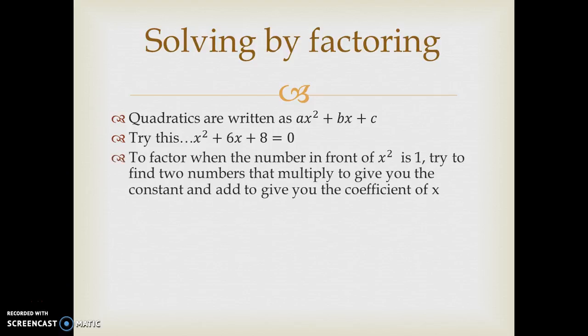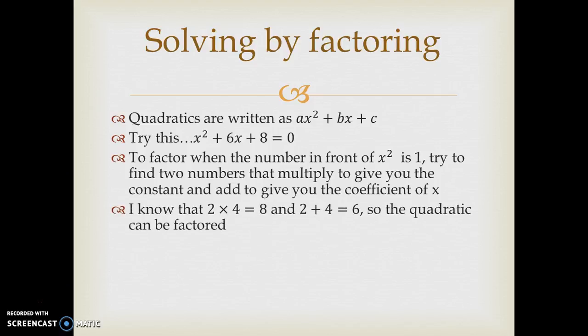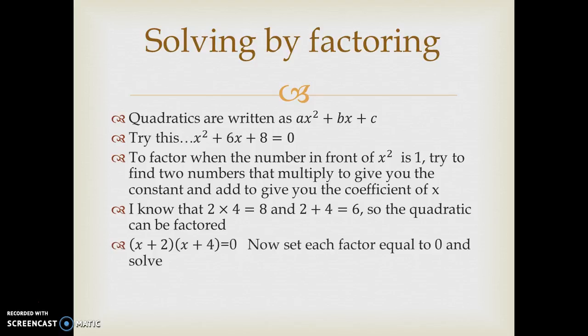So I'm going to look for two numbers. To factor, when the number in front of x squared is a 1, try to find two numbers that multiply to give you the constant and add to give you the coefficient of x. So in other words, I'm looking for two numbers that multiply to give me the last number and add to give me that middle number. Well, I know 2 times 4 is 8 and 2 plus 4 is 6. So that one works.